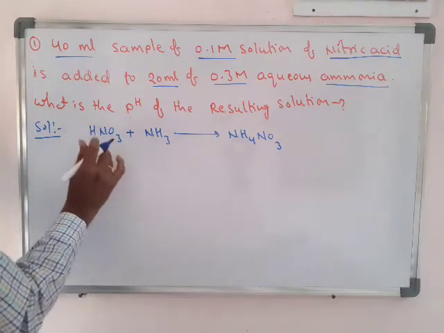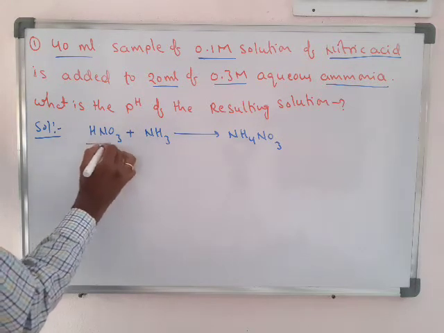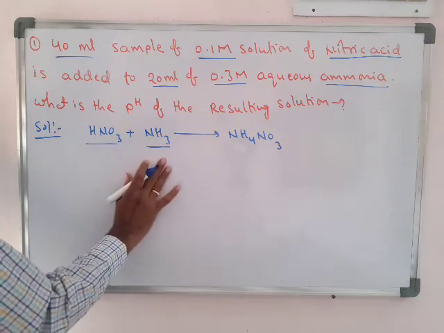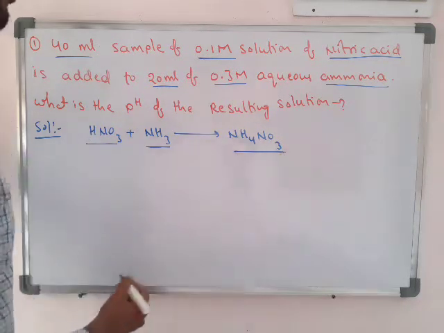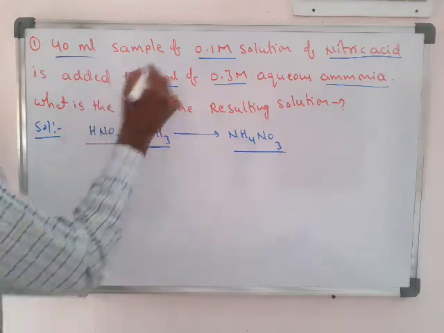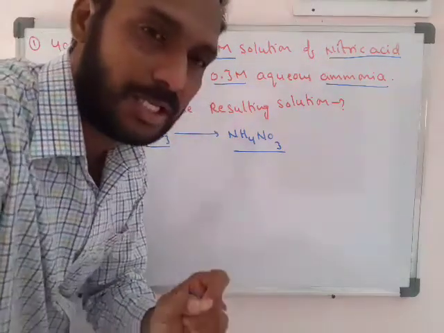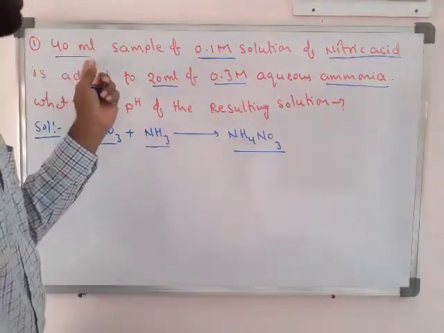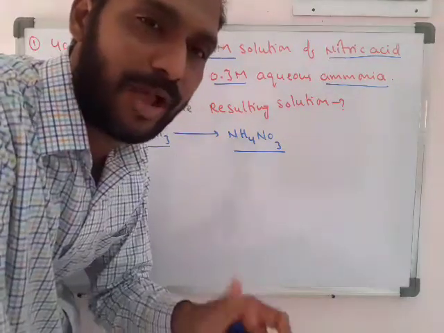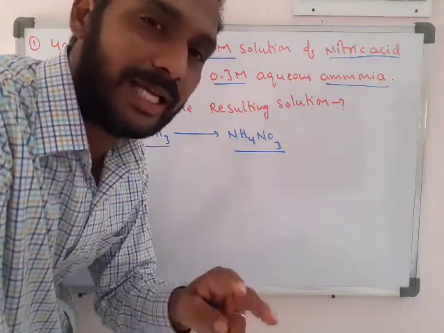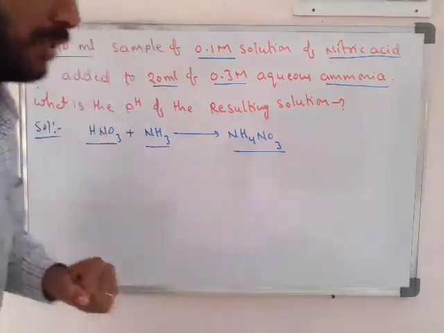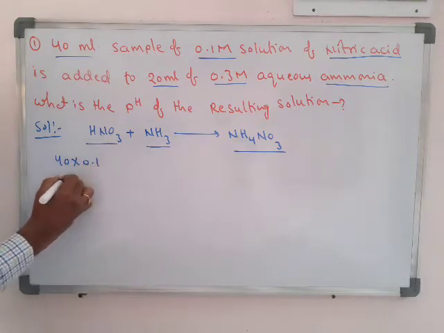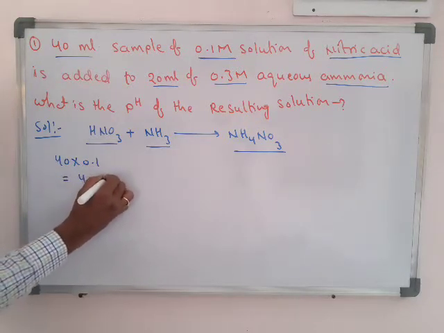So if you see this reaction, 1 mole of HNO3 reacts with 1 mole of ammonia and forms 1 mole of ammonium nitrate. Here not only molarity is given, it also gives volume: 0.1 M, 40 milliliter solution. So molarity is given, volume is given, then we have to convert them into millimoles. Okay, so 40 into 0.1 M, that will be 4 millimoles.